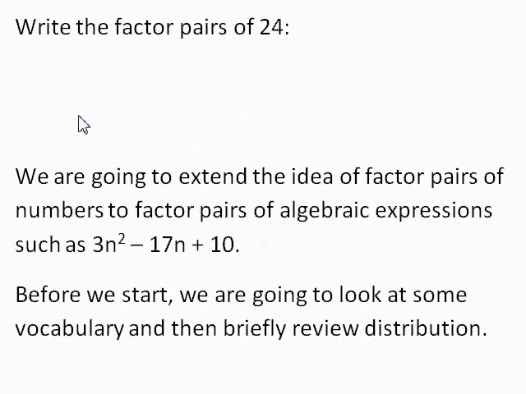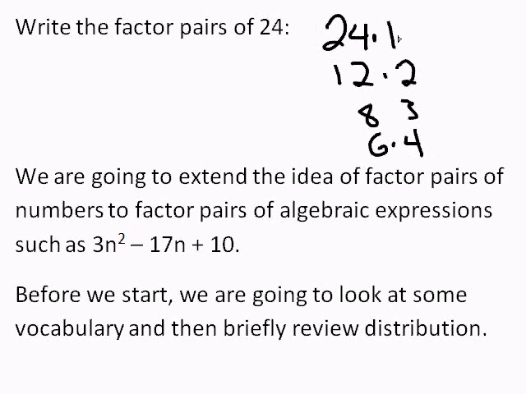We're going to start with something a little bit more familiar, which is to write the factor pairs of 24. Now to find the factor pairs of 24, we need to find two numbers that multiply together to give us 24. Now there's several possibilities. It could be 24 and 1, 12 and 2, 8 and 3, or 6 and 4. Each one of these pairs of numbers multiply to give us 24, so therefore they are factor pairs of 24.